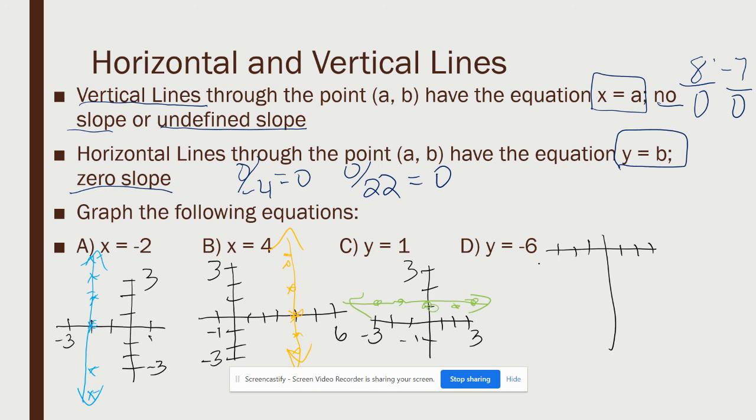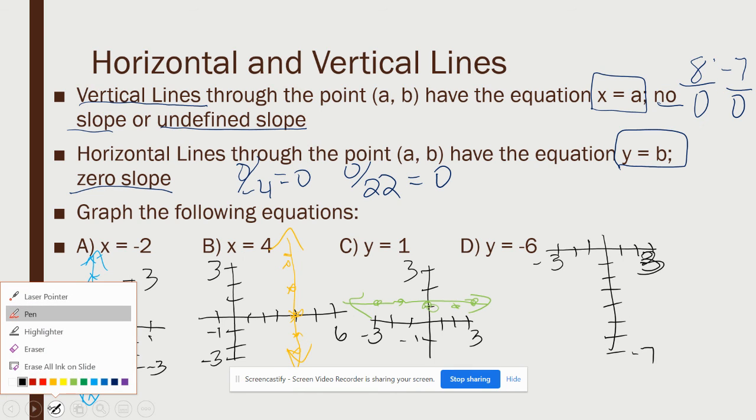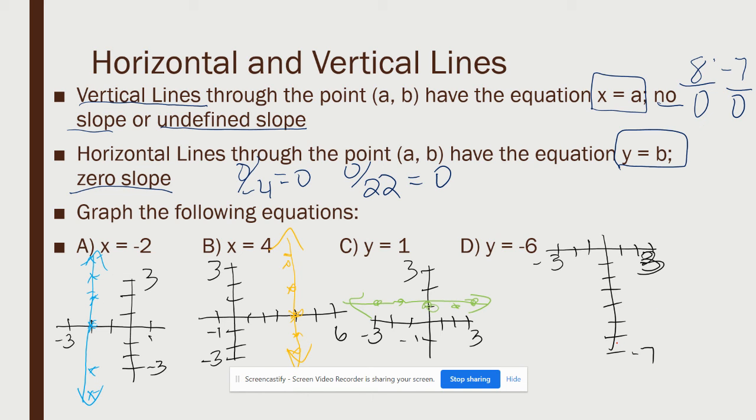And again, for example D, we have y is equal to negative 6. So where is y negative 6? Well, it's here, here, here, here, here. And so there's my horizontal line for y is equal to negative 6.